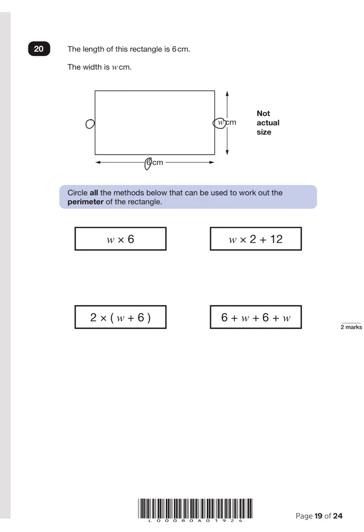6 times 2 is 12. So yes, that is adding all 4 sides, which is the perimeter. I need to circle. So I'm circling this one.